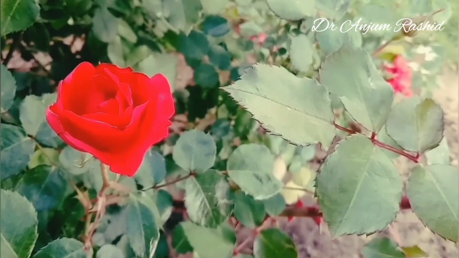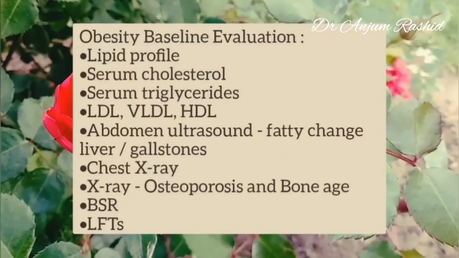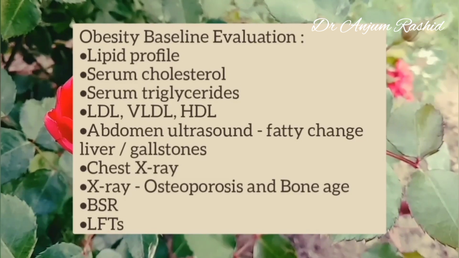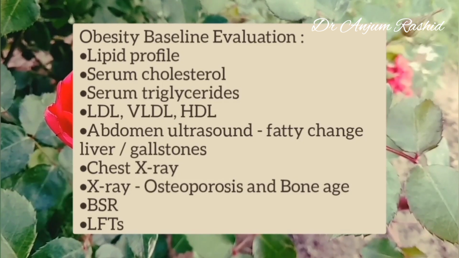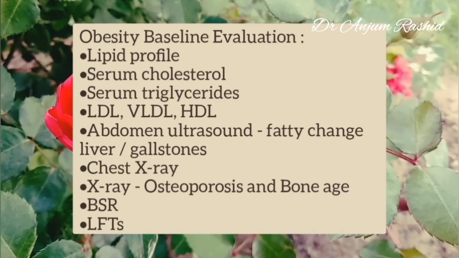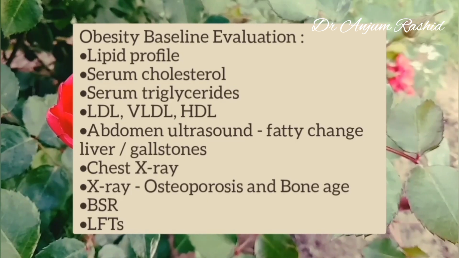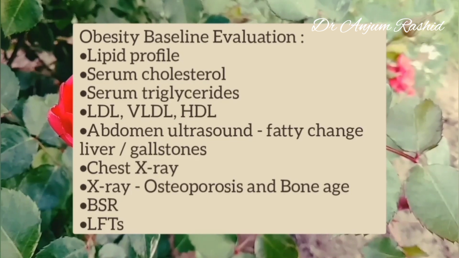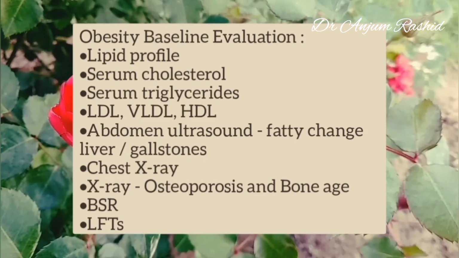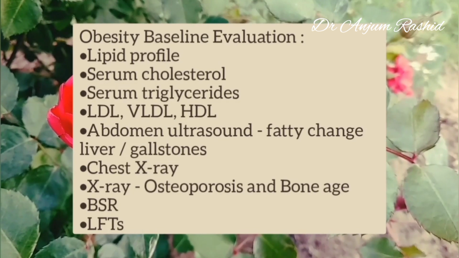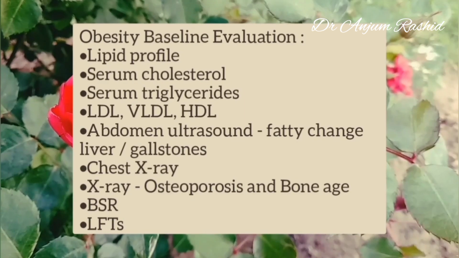Now, the investigations which should be done in a case of childhood obesity. These include lipid profile, serum cholesterol and serum triglycerides level, low density lipoprotein, very low density lipoprotein, and high density lipoprotein. Abdominal ultrasound should be done. It may reveal fatty change in the liver or gallstones. Chest X-ray is important, and X-ray for osteoporosis and bone age should also be done. Other tests include random blood sugar, oral glucose tolerance test, and liver function test.